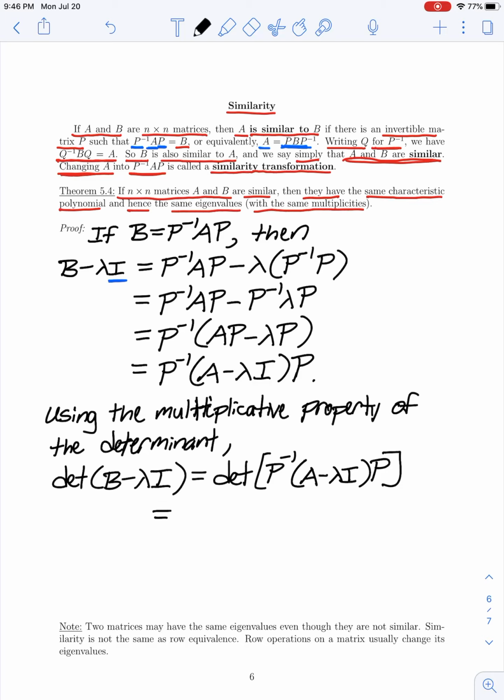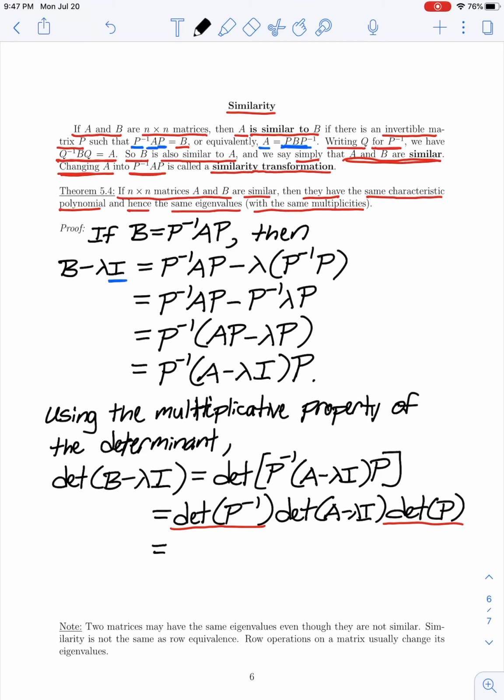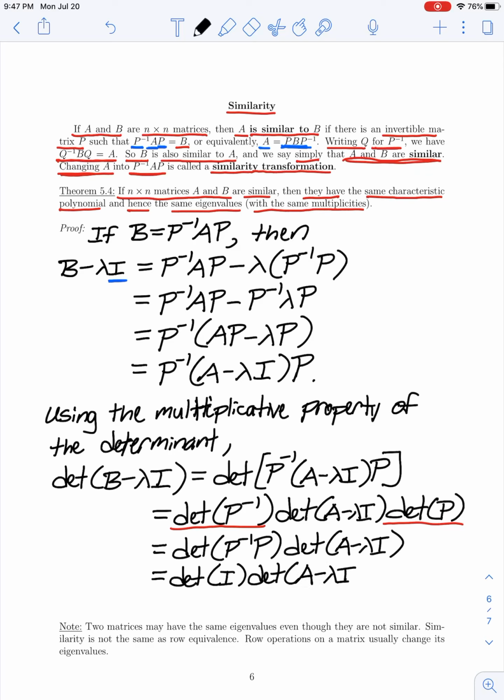But since the determinant is multiplicative, or the determinant of a product is the product of the determinants, this right-hand side is the same as the determinant of P inverse times the determinant of A minus lambda I times the determinant of P. However, multiplying the determinant of P inverse and the determinant of P, because the determinant is multiplicative, is the same as the determinant of P inverse times P times the determinant of A minus lambda I. But this is the determinant of the identity times the determinant of A minus lambda I.